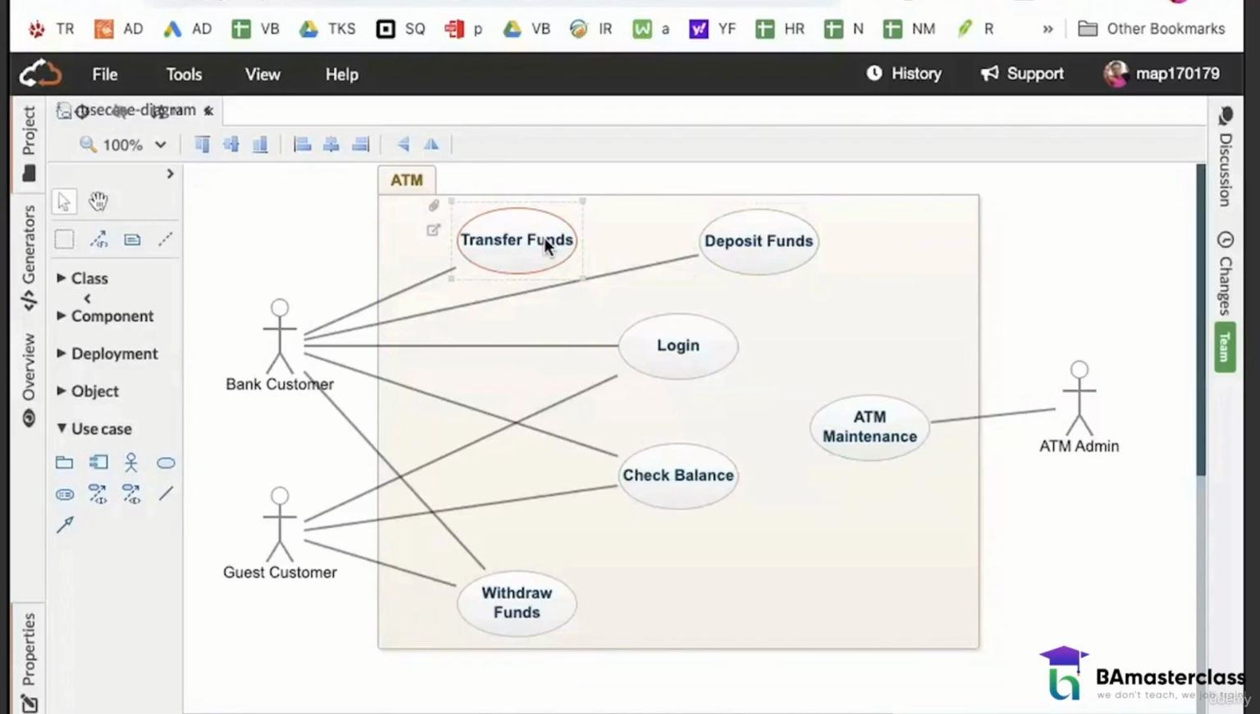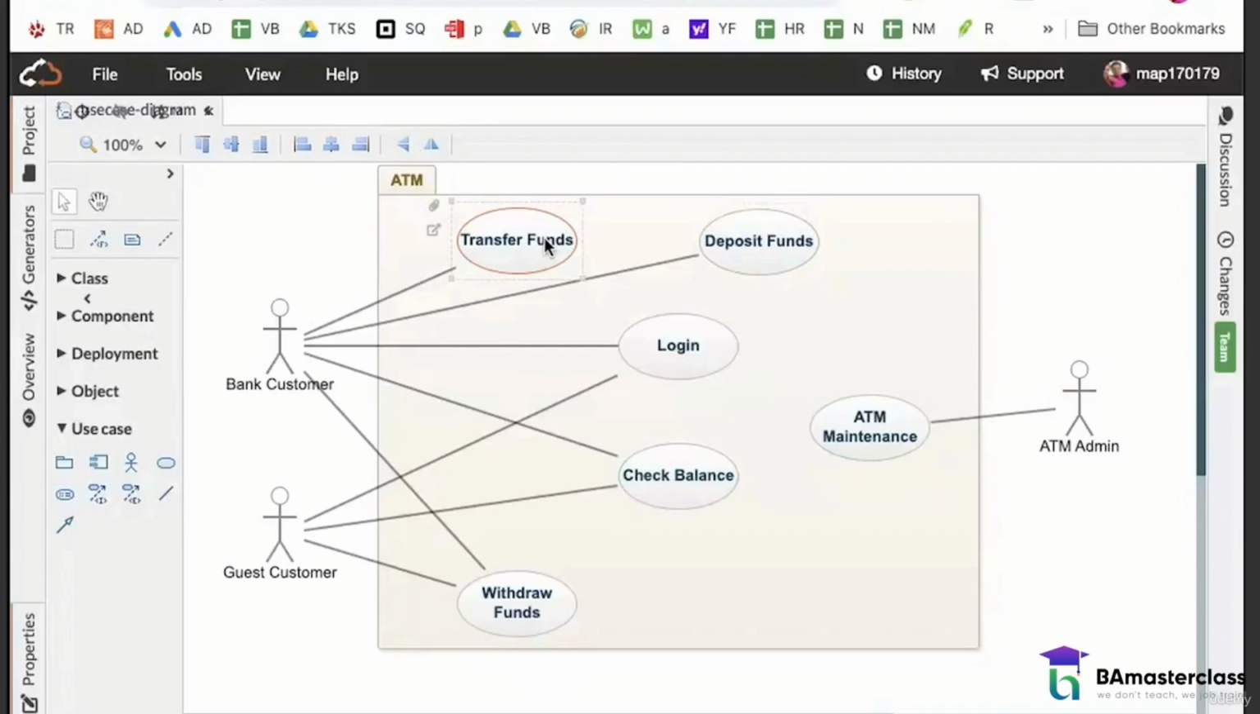How about, for example, if the guest customer is trying to make a withdrawal and is told, when you go to another bank, that you're going to get charged a fee. But that is again a part of your withdraw funds use case. That's not automated, because the guest customer still triggers it.